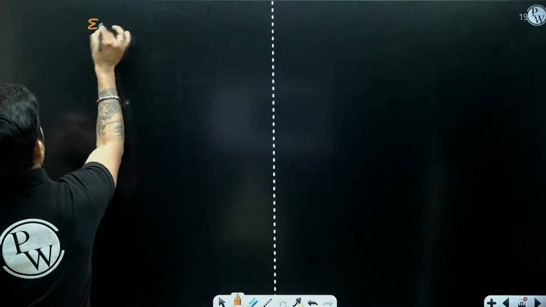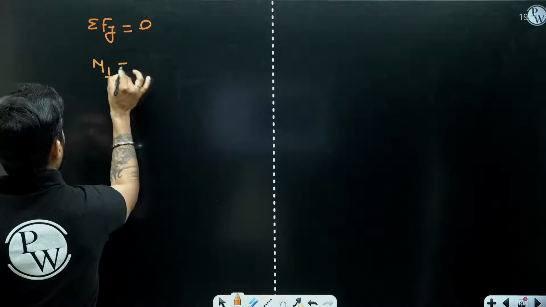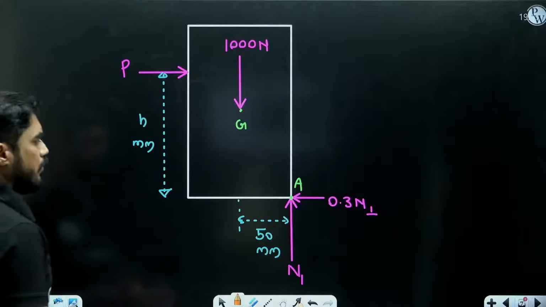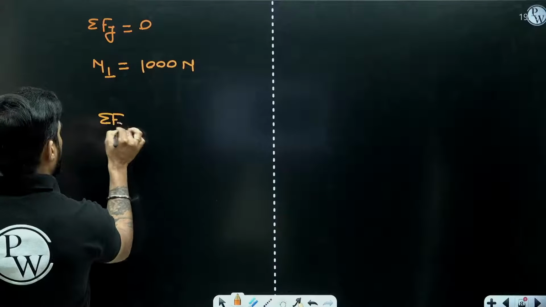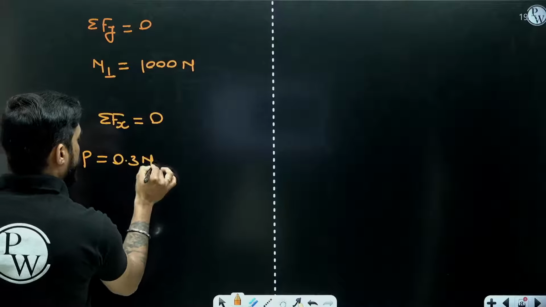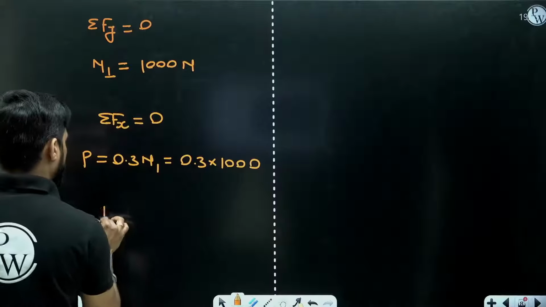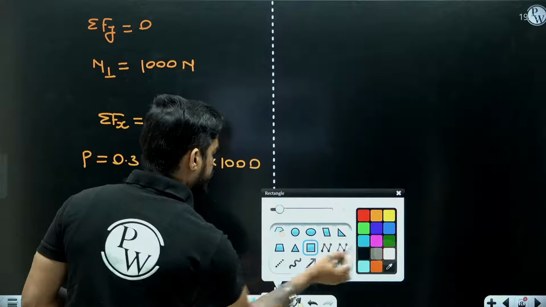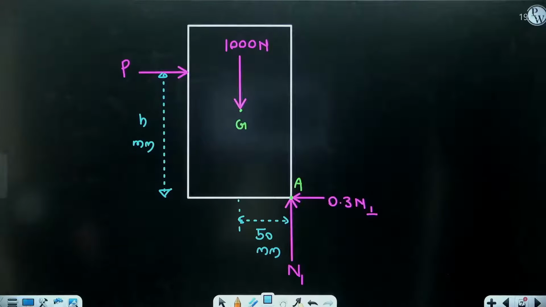From summation of Fy equal to 0, N1 will be equal to 1000 Newton. And from summation of Fx equal to 0, P will be 0.3 N1, means 0.3 into 1000. So P will be equal to 300 Newton. Now we have got the value of P.